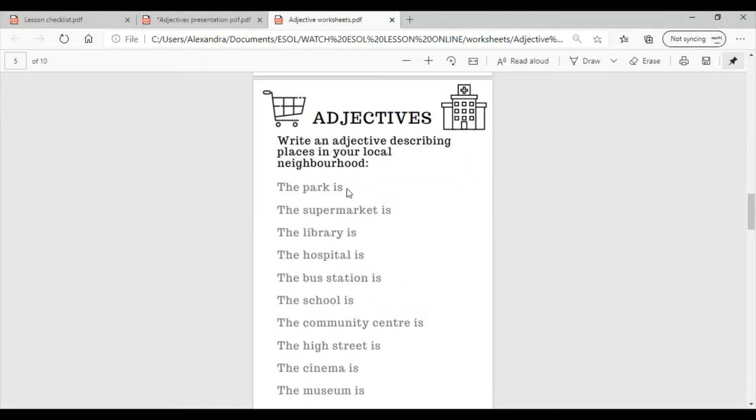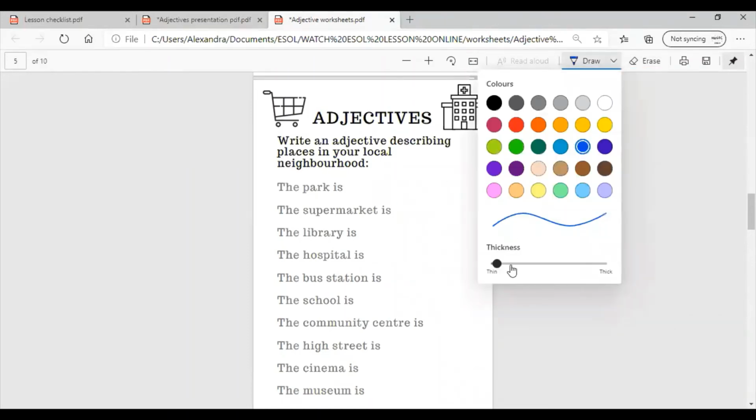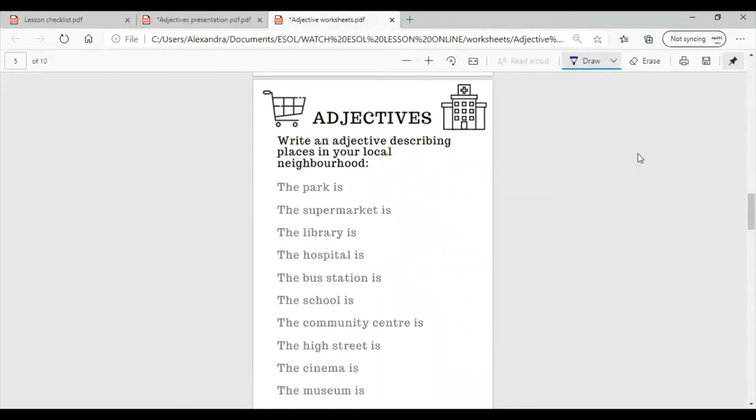So we'll start with: the park is. Now we've not got options of what adjectives to use, so maybe it would help you to think about the park or these places near you and how you would describe them, how you would describe the noun. So if you think about the park is, what could a park be? A park could be big, a park could be large. So you could say a park is large, okay? Or you could say big or small or spacious, lots of different words.